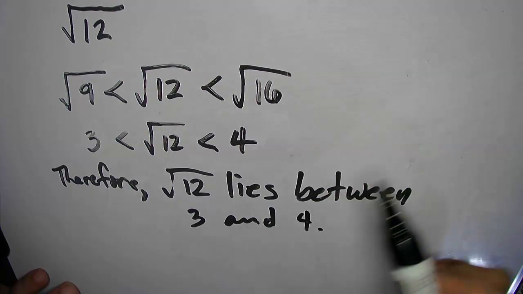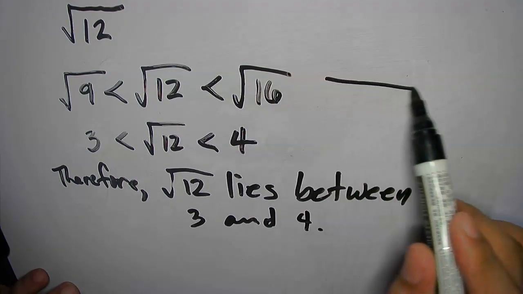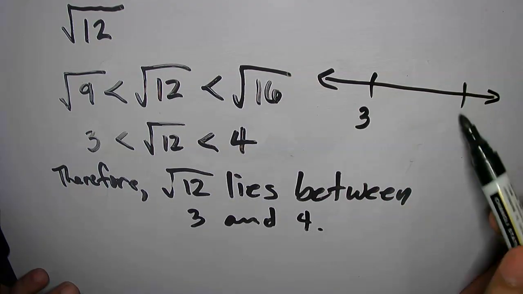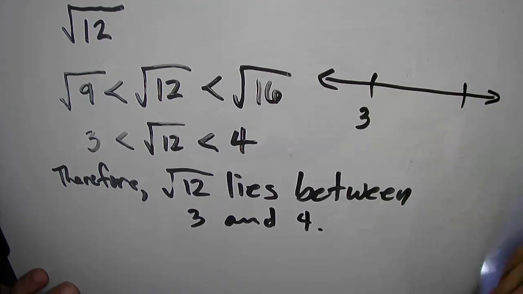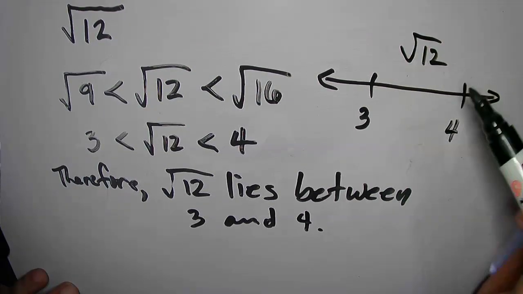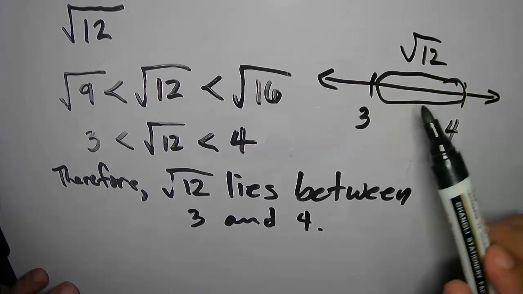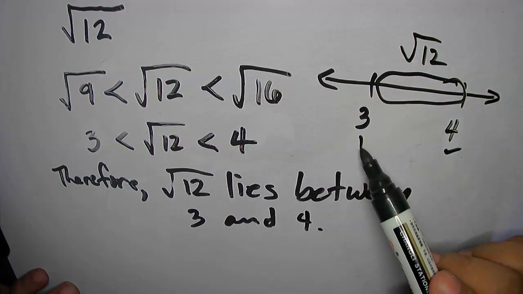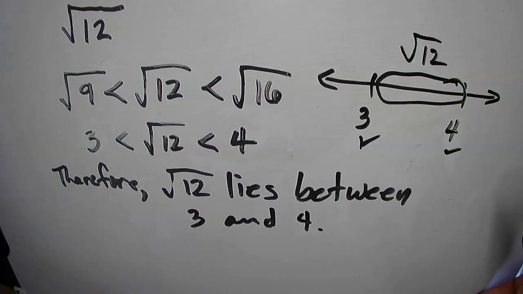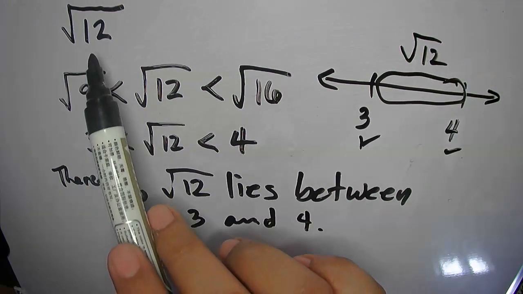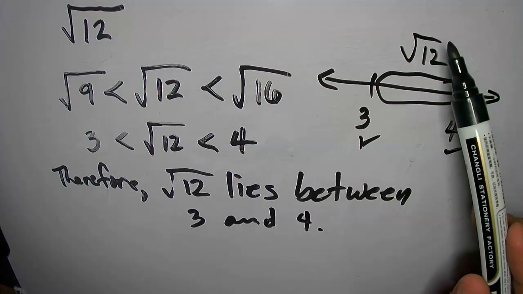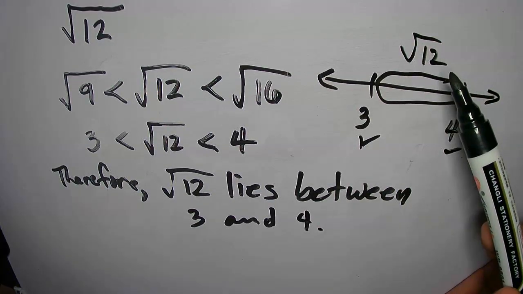Okay? So, if we have a number line, here is 3, here is 4. So, the square root of 12 is somewhere here, between 3 and 4. Okay? That is what this lesson means: square root of a number between two integers. So, square root of 12 lies between 3 and 4. That is where we find the square root of 12.